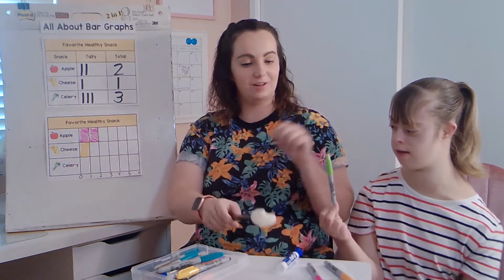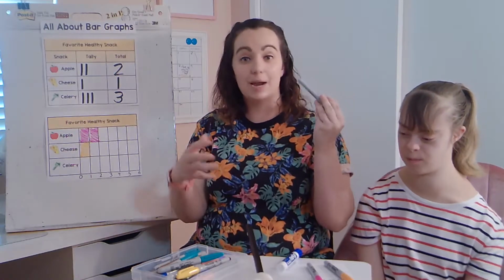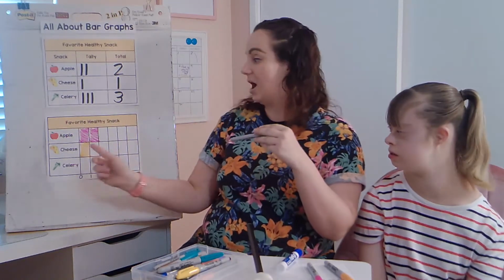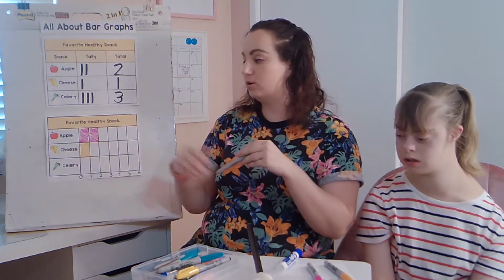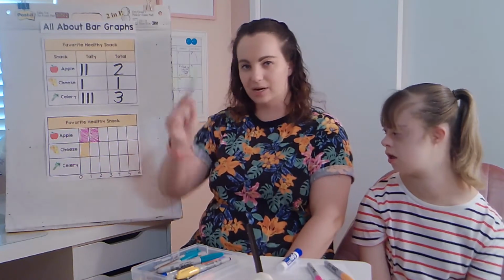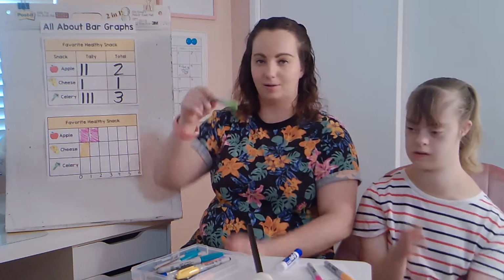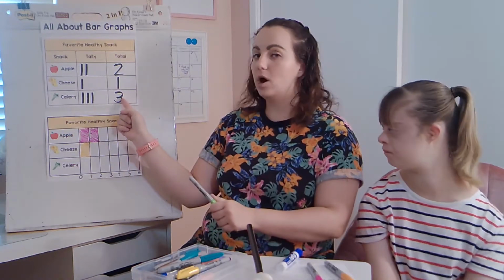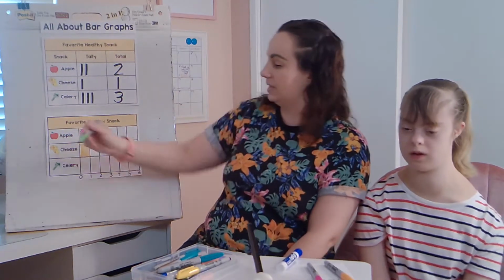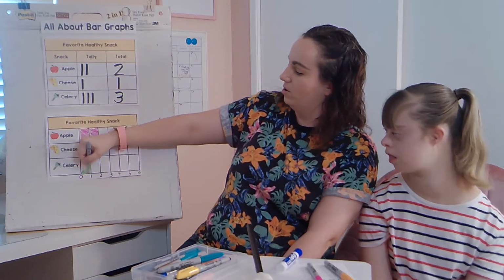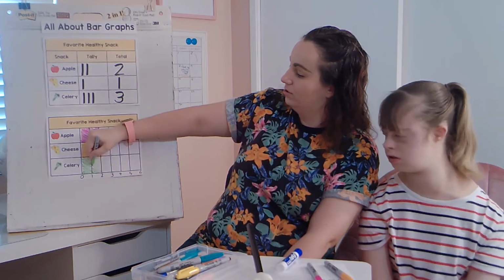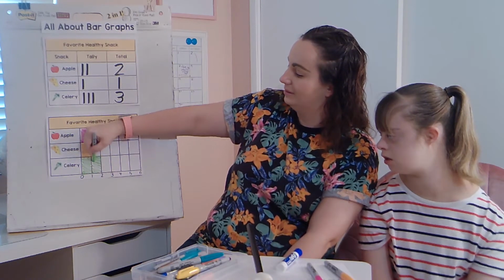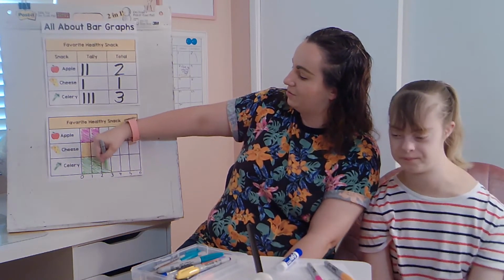Do you have my color? Yes. Once again, I'm going to change color to help us see the different snacks represented or shown in the graph. Since celery is green, I'm going to use a green color to color in 3 bars for the 3 people who voted for celery. Here I go. I go 1, 2, and 3.